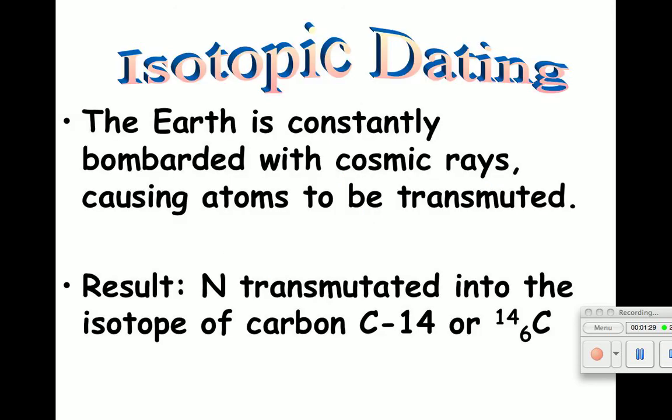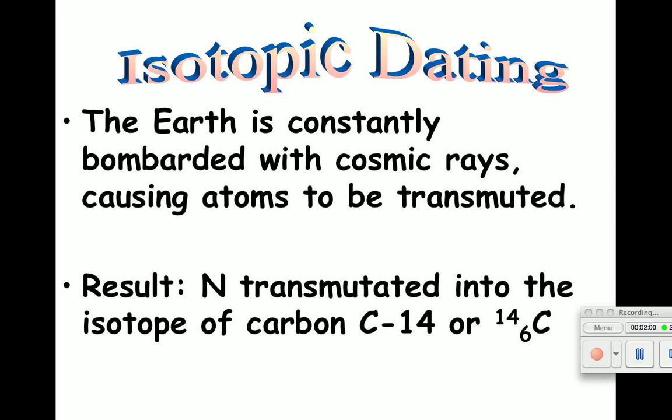Okay? So isotopic dating is a technology that scientists use, using this concept of half-life, to figure out the date of a substance by looking at the amount of radioactive material that was left behind, and using the half-life of that substance to determine how old something is. So one of the things that we use to isotopically date is carbon-14.